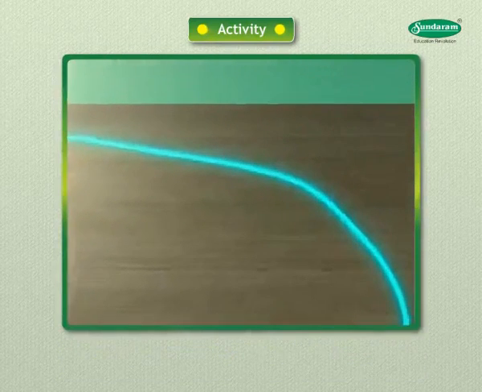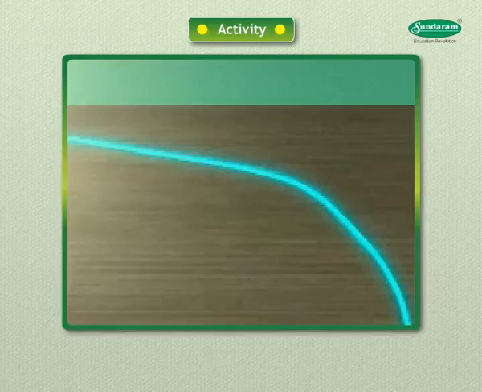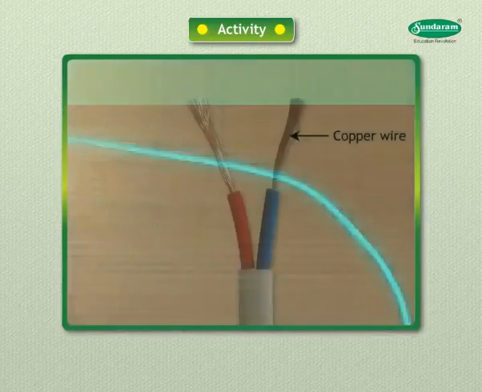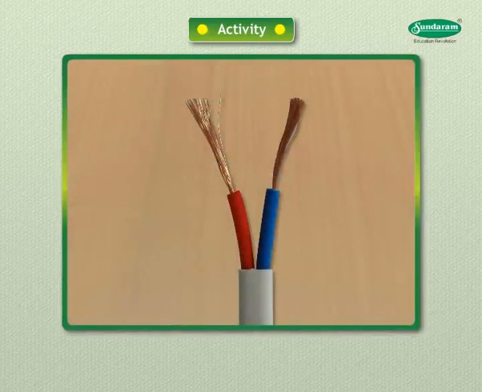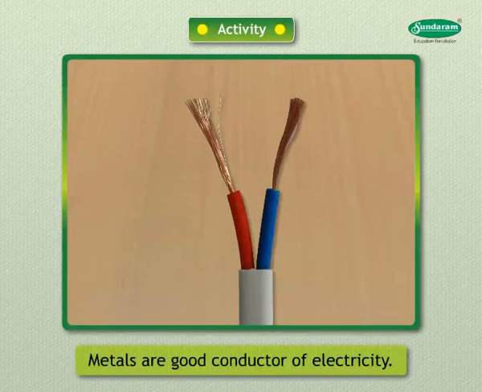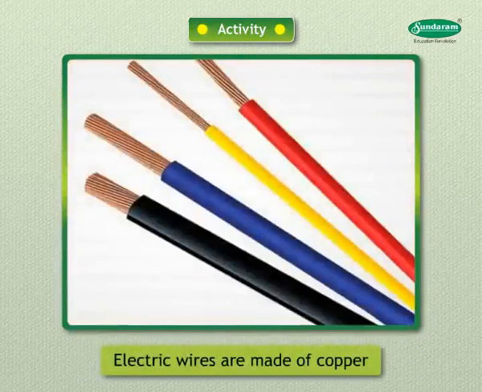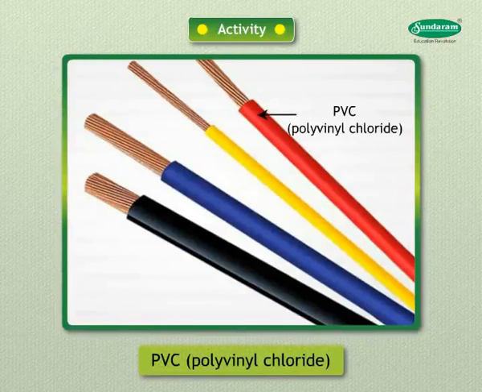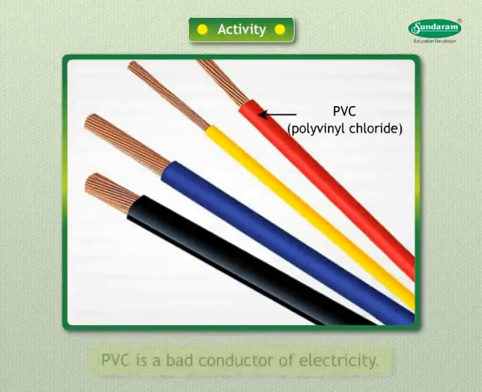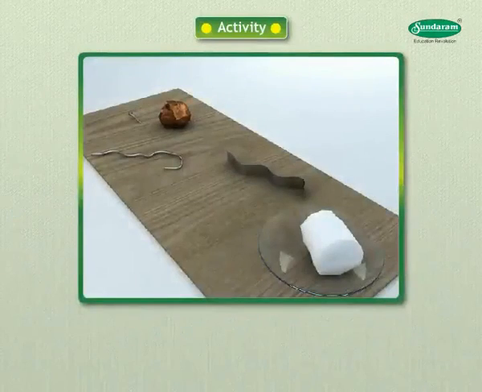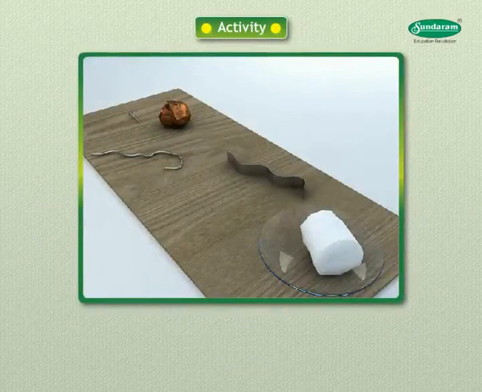Now look at this electric wire. What is the inside and outside material of an electric wire? Copper wire is inside. It is covered with PVC, that is, polyvinyl chloride. This shows that metals are good conductors of electricity. Electric wires are made of copper having an outer coating of PVC, that is polyvinyl chloride, since PVC is a bad conductor of electricity.